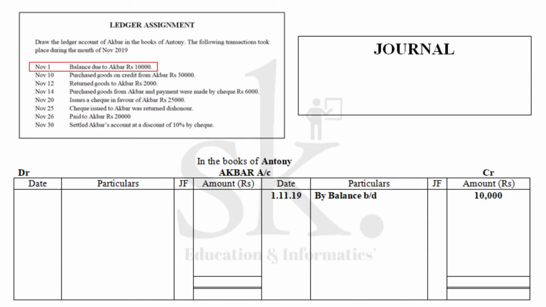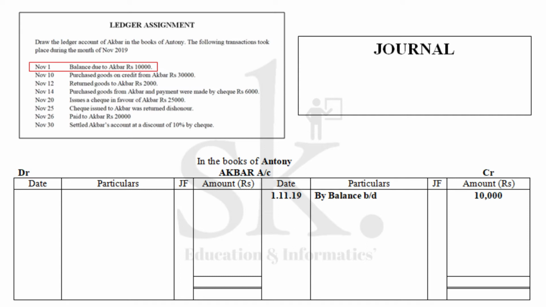So in the books of Antony, Akbar will be either a debtor or a creditor. Since Antony requires to pay money to Akbar, Akbar is a creditor in the books of Antony. A creditor is a liability, and a liability has to be credited. So we start with by balance b/d rupees 10,000, because this is a previous balance to Akbar's ledger account. That means previous to the month of November, we had a balance of rupees 10,000 which Antony has to pay to Akbar.